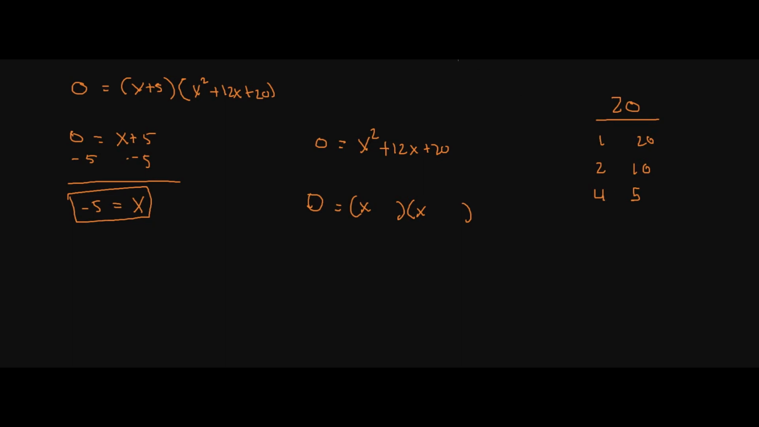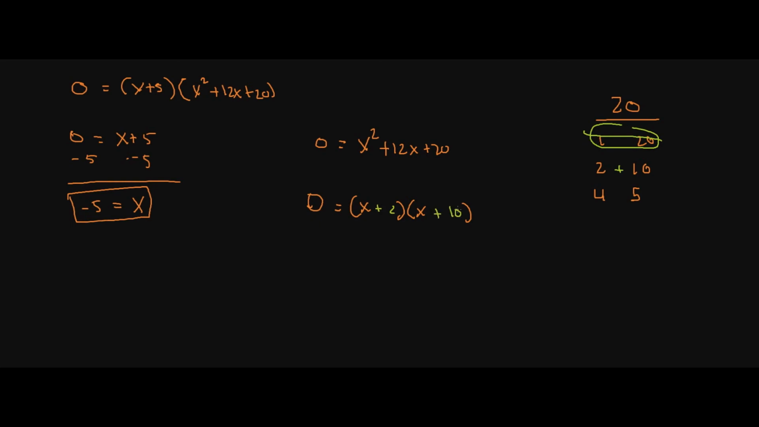Okay. Now, is there anything that I could do with 1 and 20, when we add or subtract them, to get 12? Well, we can't do anything with that. Well, how about 2 and 10? Well, I know 2 plus 10 gives me 12, and 2 times 10 gives me 20. So I'll go ahead and write this as x plus 2, x plus 10.